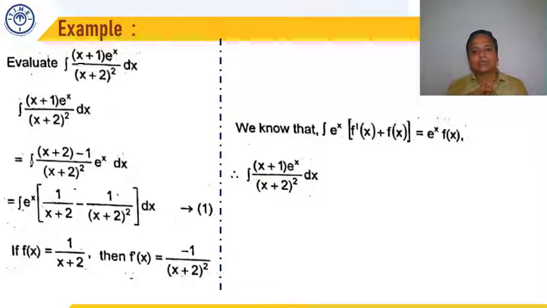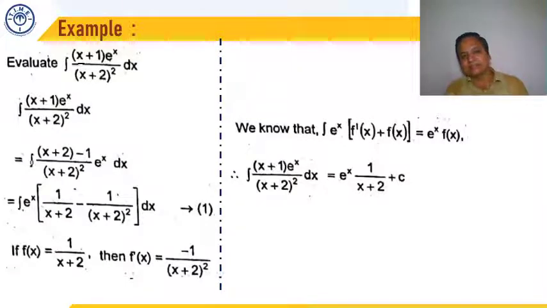So the integral of (x plus 1) e to the power x upon (x plus 2) whole square is written as follows. f(x) in this case is 1 upon x plus 2, and f'(x) is minus 1 upon (x plus 2) whole square. So it is e to the power x [f(x) plus f'(x)]. So the answer would be e to the power x into f(x), that is e to the power x into 1 upon x plus 2, plus c.